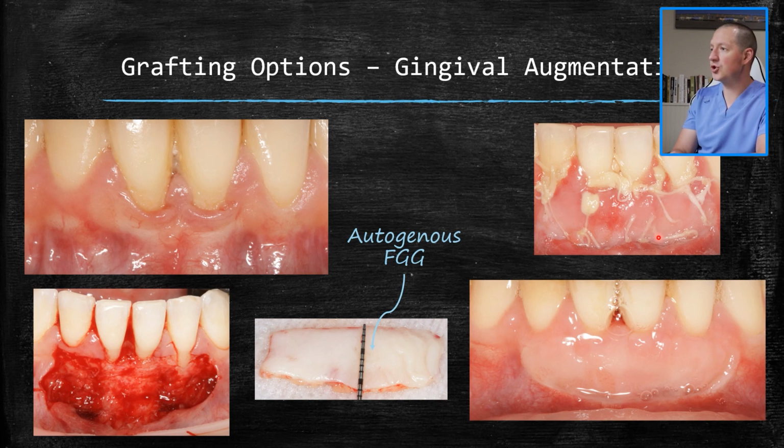This picture right here is 2 weeks post-op. Really looks good at 2 weeks. You can see all the residual sutures here that are going to be removed. And then the patient came back about 2 months later, and this is what we see here. Beautiful result. Pardon the saliva bubbles here, but we have actually complete root coverage over 23, 24, and 25.